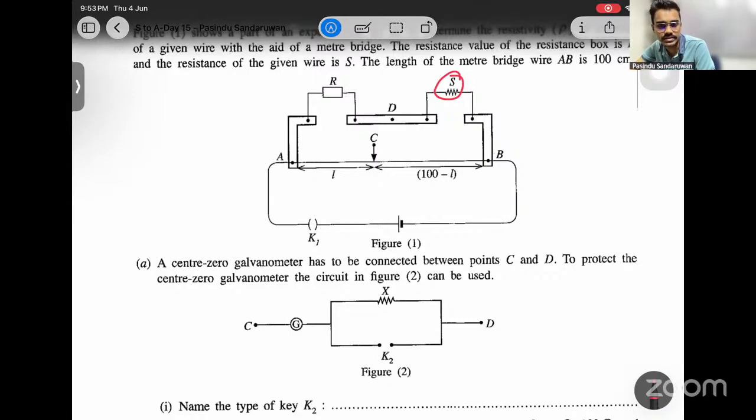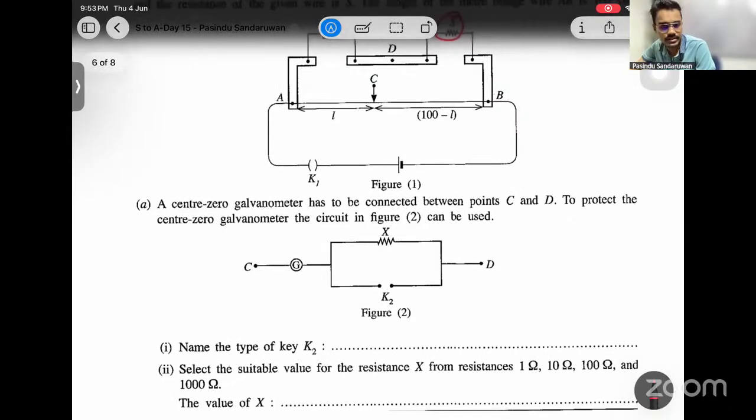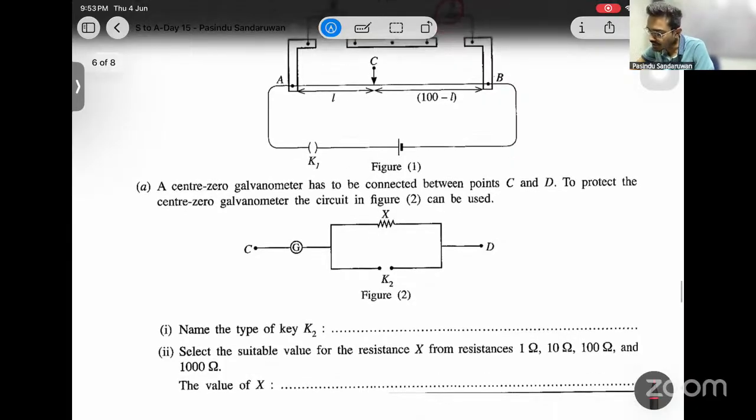We know the circuit that comes there. To protect the center zero galvanometer connected between C and D, the circuit in figure 2 can be used. We know that too. It is a safeguard resistor. Name the type of key K2.